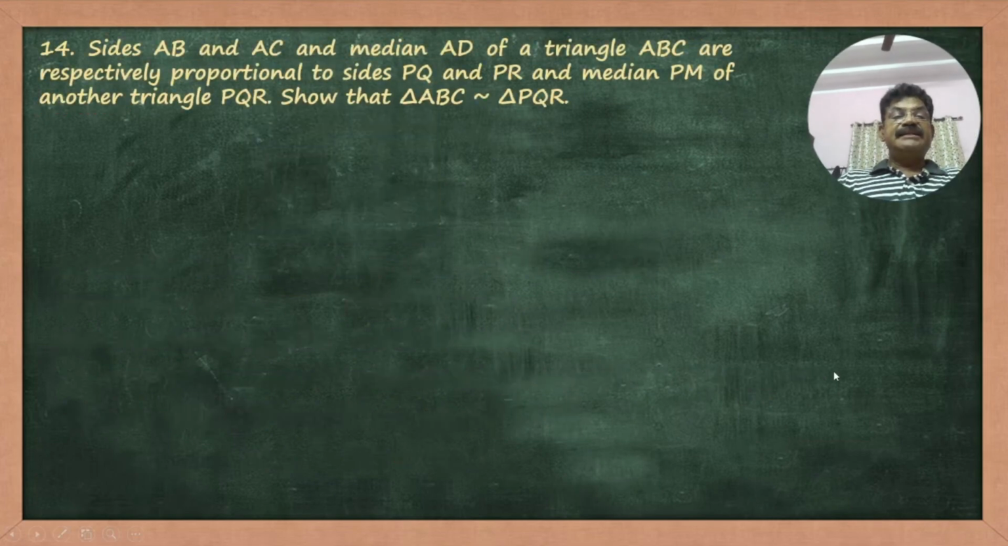14th problem. Sides AB and AC and median AD of a triangle ABC are respectively proportional to sides PQ and PR and median PM of another triangle PQR. Show that triangle ABC is similar to triangle PQR.